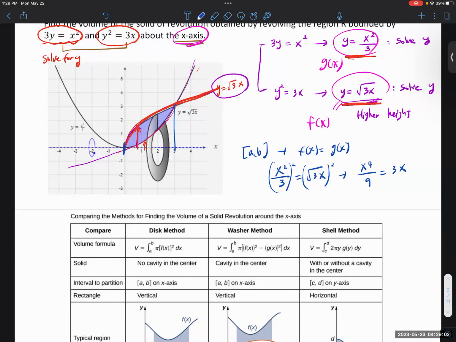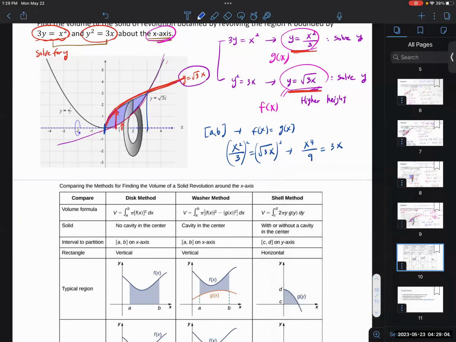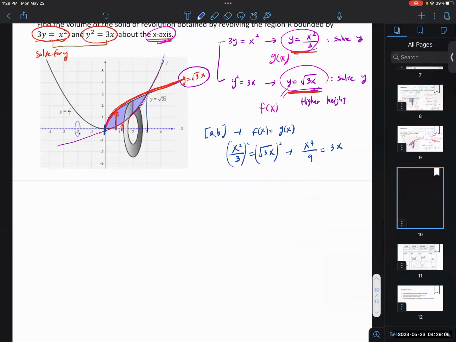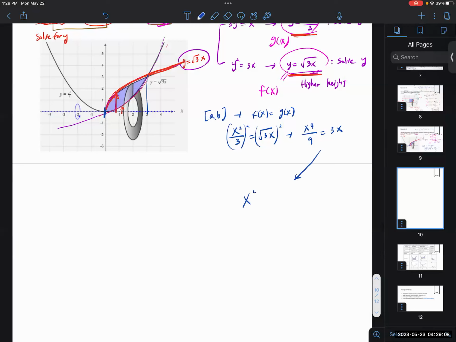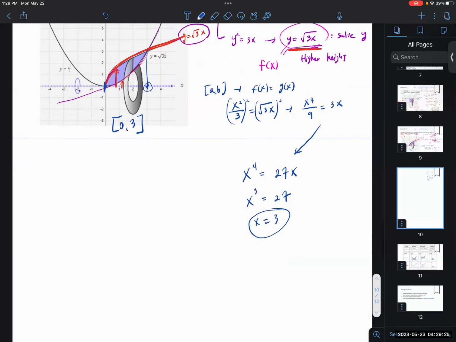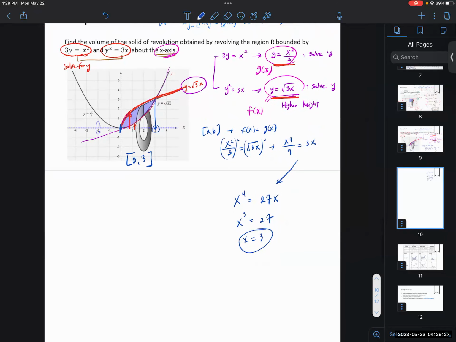And then you're going to multiply both sides by 9, right? So that it's going to be x to the 4 equals 27x, divided by x. X to the third is 27. Gotcha. X is going to be 3. So from 0 to 3. So this is 3,0, as you see, and this is 0,0. So based on that idea, we set up the volume: pi, from where? 0 to 3.